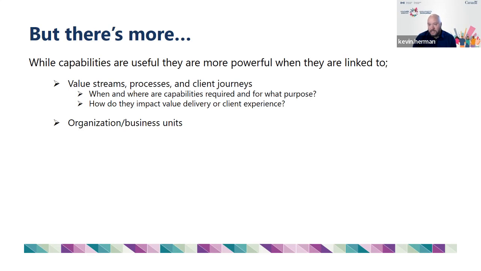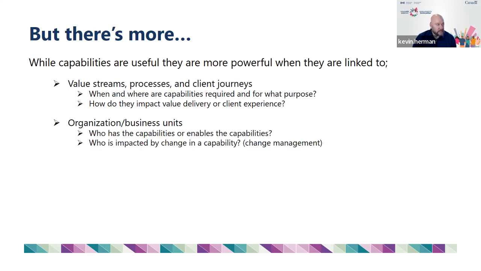Also linking it to organization or business units. So who has the capabilities that we have that are in our capability model, and who enables those capabilities right now? That helps us to identify where there's possible overlaps. It also helps us to identify who will be impacted by specific changes to those capabilities, who might gain value from them as well. So it helps from a change management perspective and an impact analysis perspective.